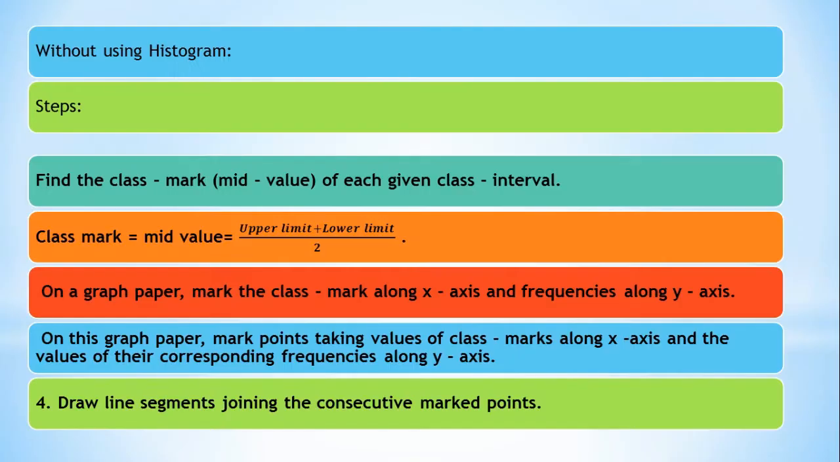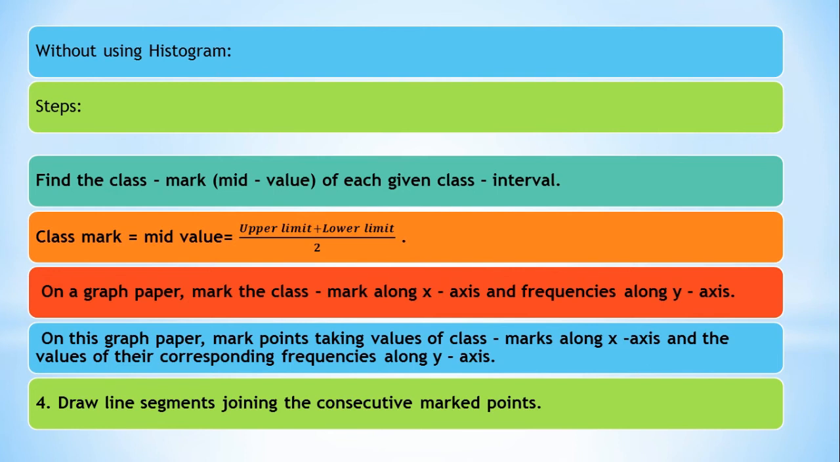And in the second method, that is without using a histogram, what to do? First we have to find the class mark, that is the midpoint of the class interval. How to find the midpoint of the class interval? While solving the first exercise, in two sub-questions, we solved for the class mark, also called mid value or midpoint, that is (upper limit plus lower limit) by 2. After calculating the mid values, on graph paper we mark the class marks along the x-axis and frequencies along the y-axis, and we join the consecutive marked points by line segments.